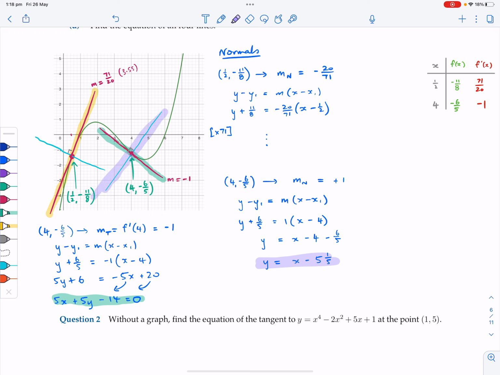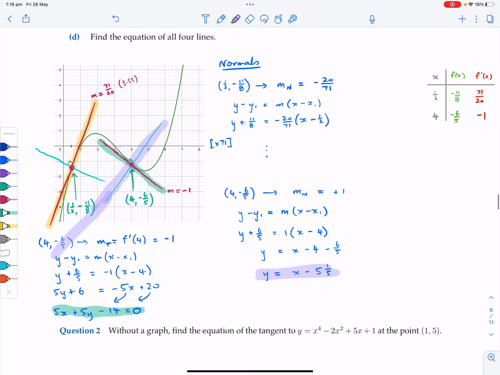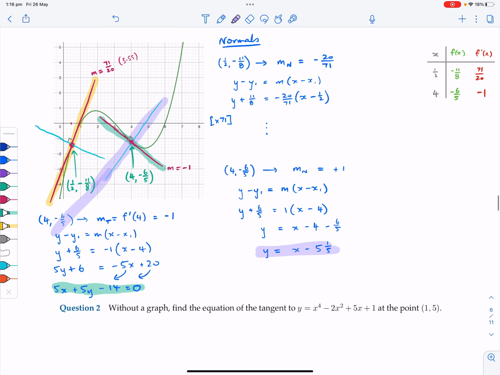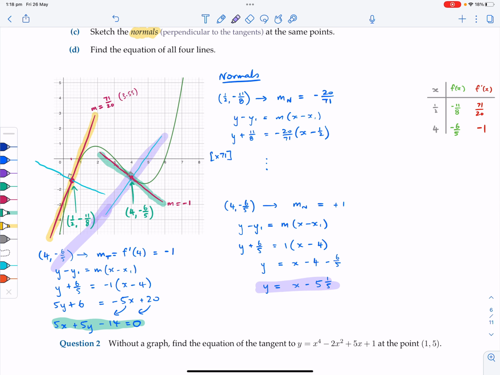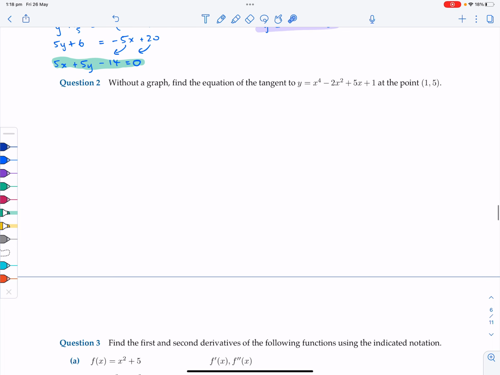Okay, so it's got a gradient of 1 and a y-intercept of negative 5 1/5. Right? Okay, so that's tangents and normals. Just do some practice and get the hang of it. Keep good setting out so that you don't make mistakes by substituting into the wrong thing and so on. Just look at this, get the point and then an arrow and then further information and then work it out. Stick to that.